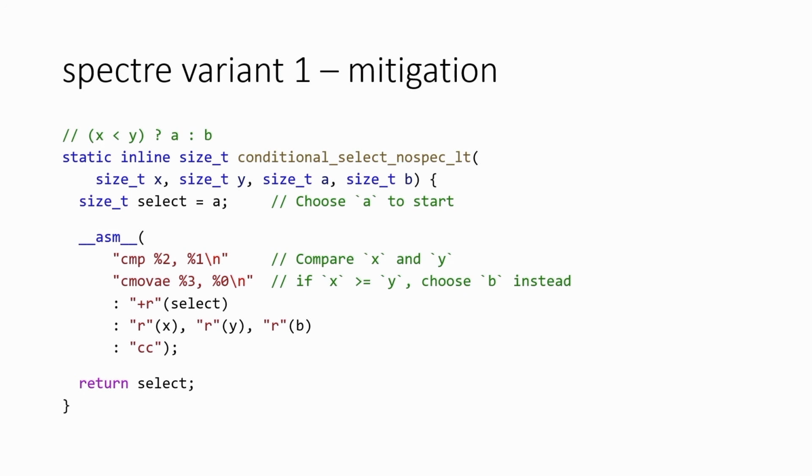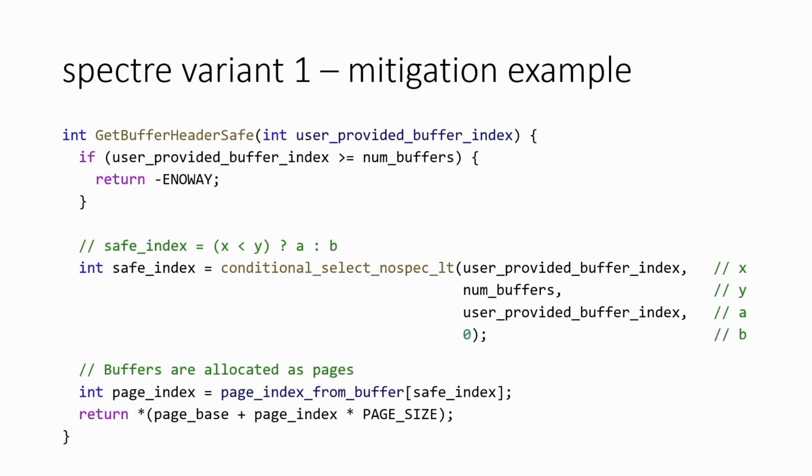Now, I'm sorry to say that writing the primitive is the easy part. The hard part is figuring out where to use it. Sure, maybe it's obvious that we need it here because we're at the beginning of a system call. Here is what it looks like to rewrite this implementation to be safe against Spectre Variant 1. But what if the bounds check is 3 layers deep in a library function that's used by a driver implementation?